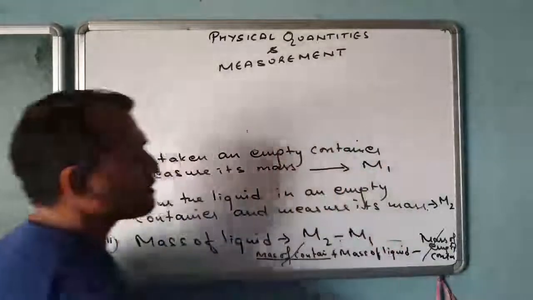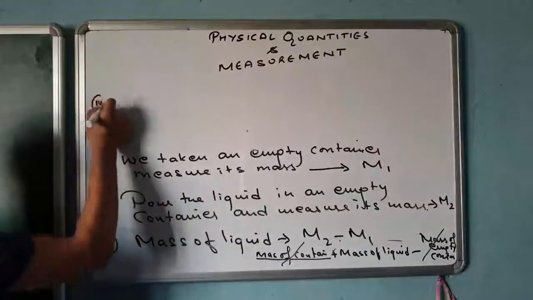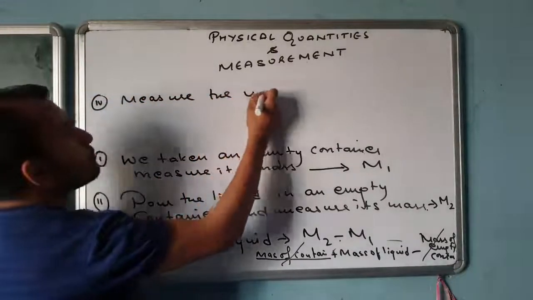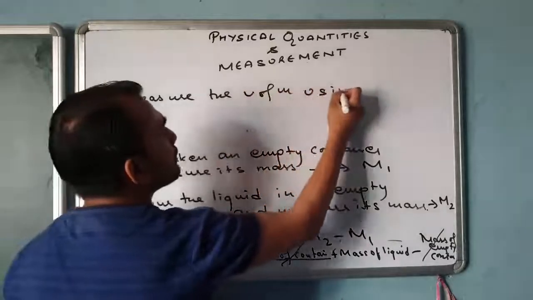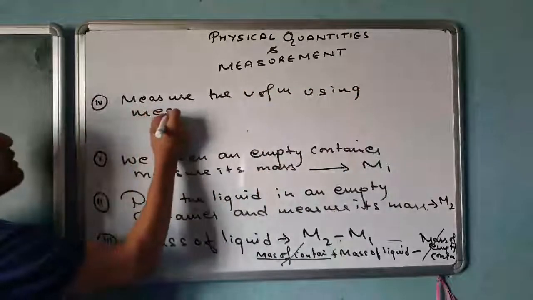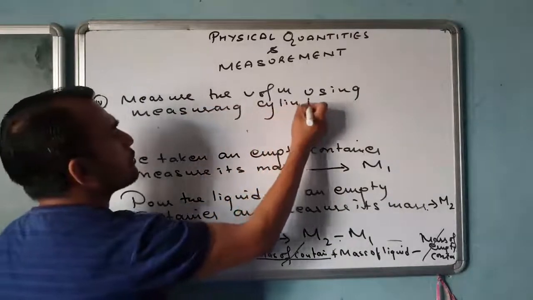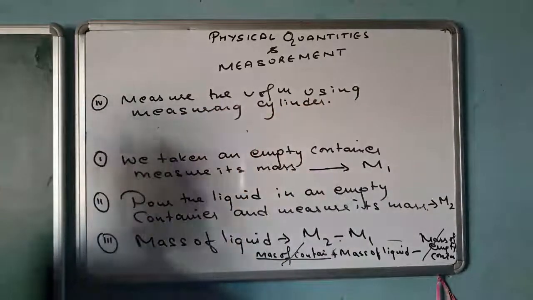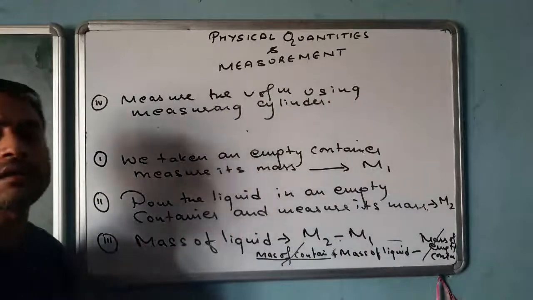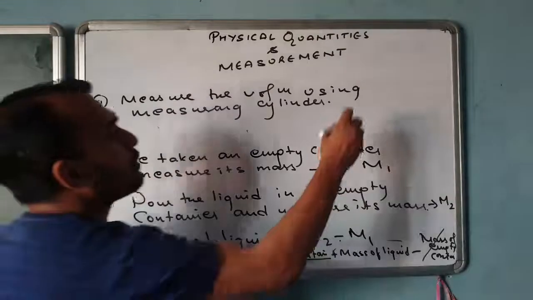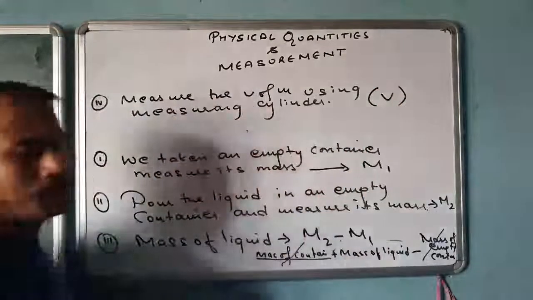so in the next case, what do we do? Number 4, measure the volume using a measuring cylinder. Can you see here? Measure the volume using a measuring cylinder, or else you can use a Eureka can. You can use other tools to measure the volume. And we will label this as V.